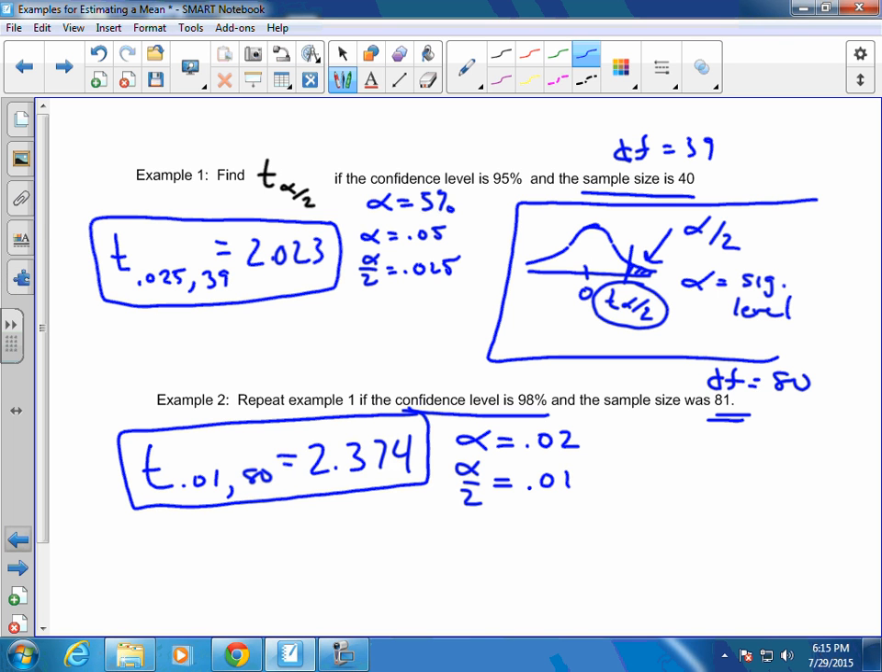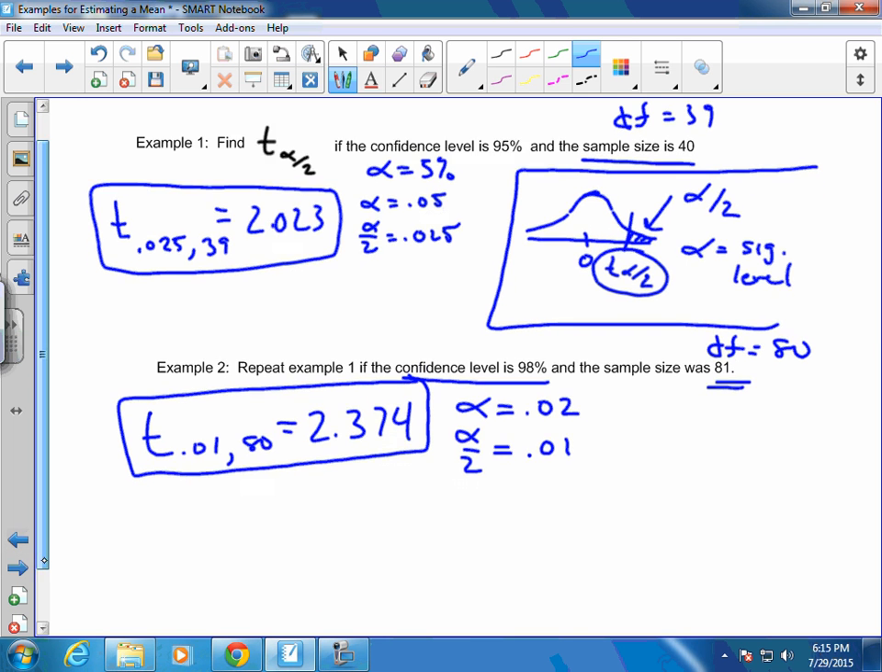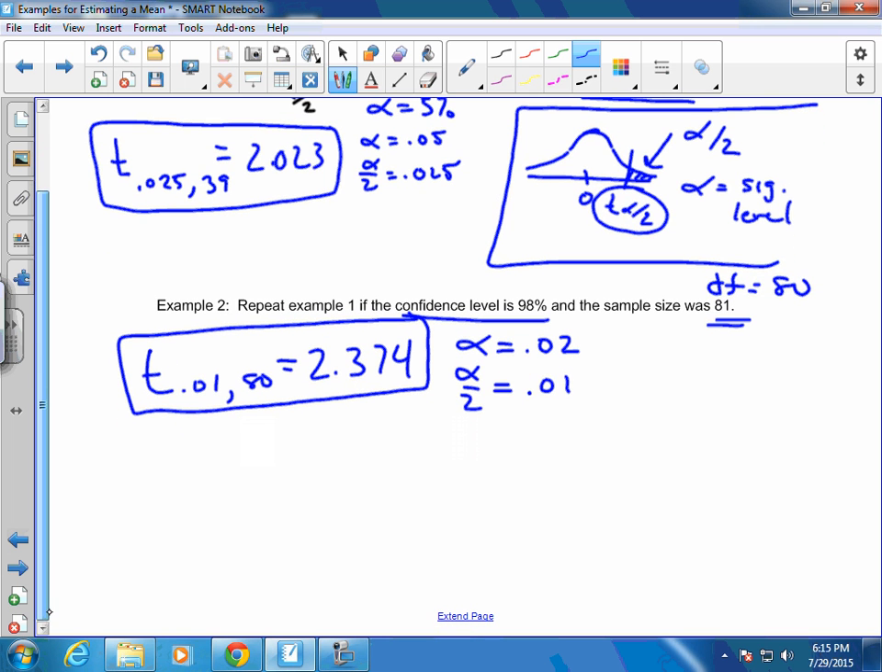So you have to do a little bit more work to find these critical t values, but it's not too bad. Other than that, most people think estimating a sample mean is nicer and easier than estimating a sample proportion. So hopefully you feel the same way.